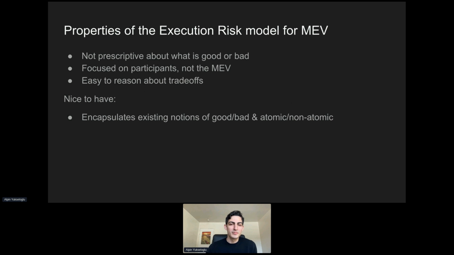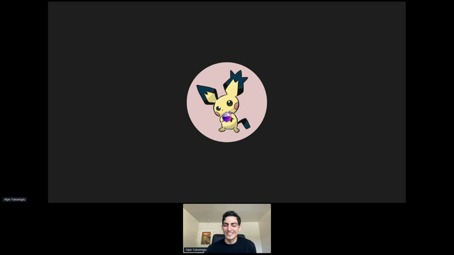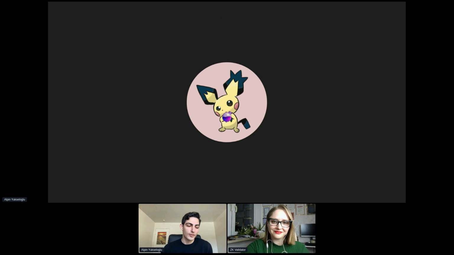We'll find that the properties of the execution risk model for MEV are that it is not prescriptive about what's good or bad. You might recall this from earlier. It is focused on the participants and not the MEV, and it is quite easy to reason about the trade-offs and, importantly, their impacts. It also encapsulates these good, bad, and atomic, non-atomic notions quite cleanly. Thanks, I'll stop there. I do have some extra slides if needed, if we have time. But I hope this is a useful framing that will help us get on common ground when we're discussing this pertinent, important topic of mechanism design around MEV.